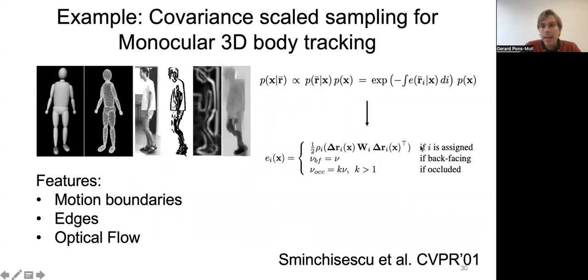So let's look at one example. There are many papers that follow this principle, and not only for human pose and shape estimation, but also for 3D shape estimation and bundle adjustment and whatnot. I picked one example, which is covariance scaled sampling for monocular 3D body tracking, which I think is really seminal work following this principle, and it showed one of the first trackers that could differentiate through the model parameters. Here they were using features based on motion boundaries, edges, and optic flow.